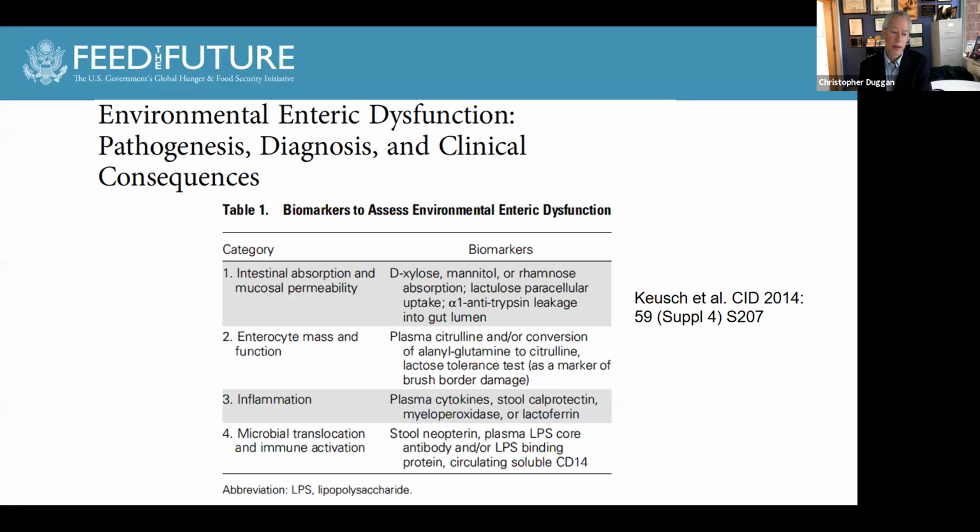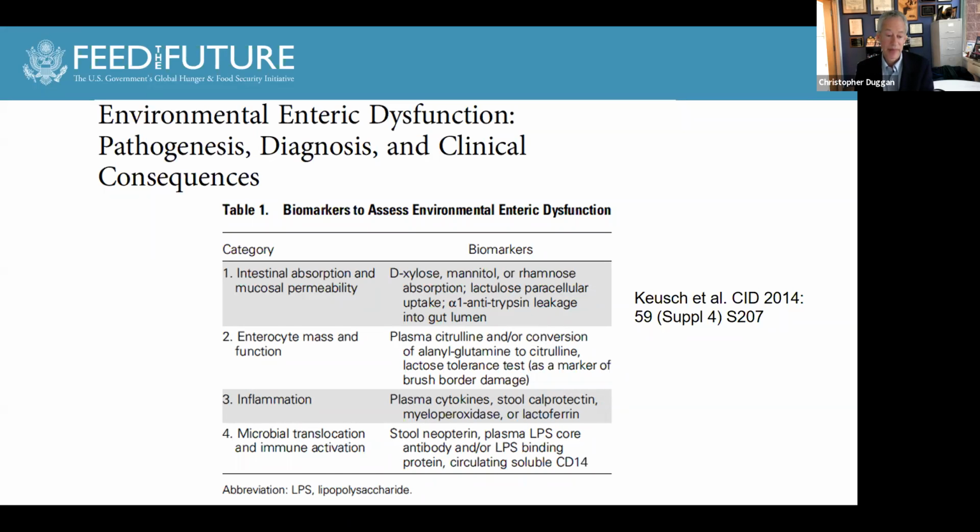Other markers, including those of enterocyte mucosal surface area, gastrointestinal inflammation, and microbial translocation, have also been proposed as markers of environmental enteric dysfunction. So that's the good news, is that there are a lot of different candidate biomarkers.